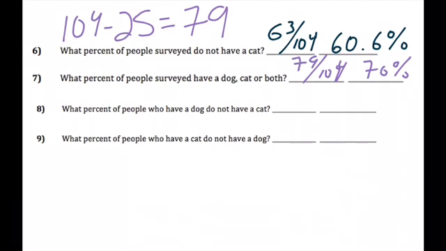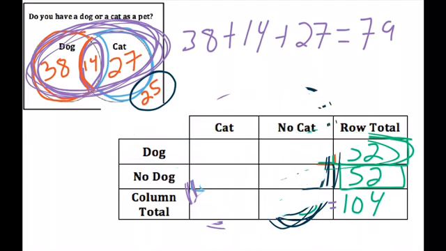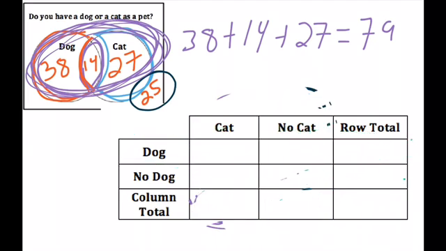Okay, number 8. What percent of people who have a dog do not have a cat? Okay, let's go back and look at that 2A table. So the question again was, who have a dog do not have a cat? And we have gotten really messy here, so I'm going to clean this up real quickly so we can read that. I'm going to fill it back in again really quickly.